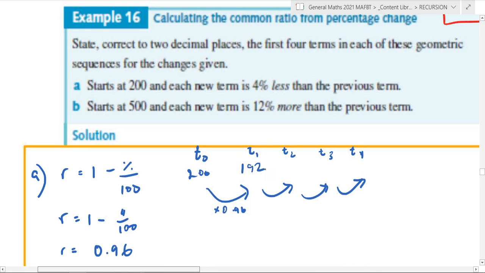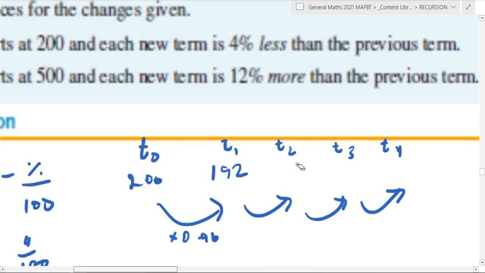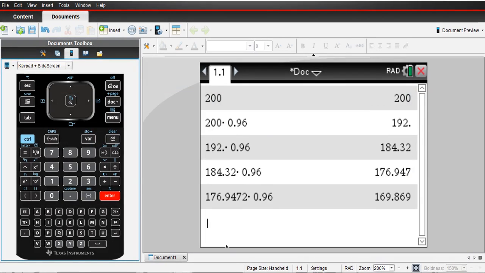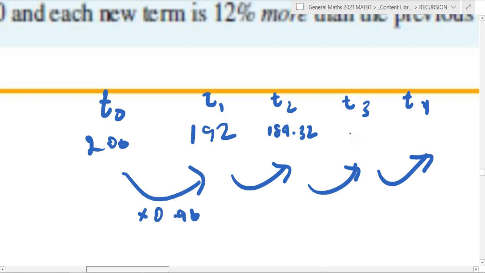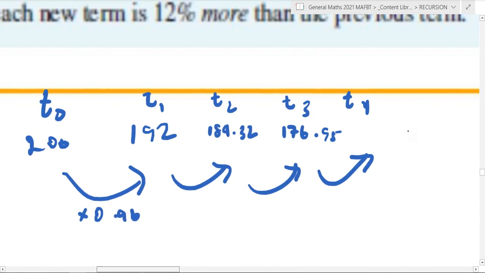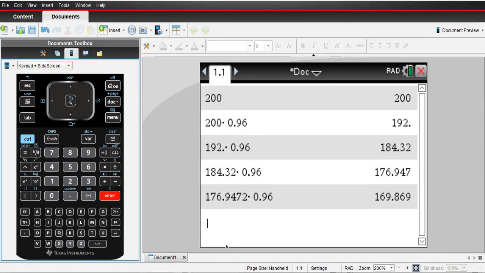Term 1 was 192. Then term 2, I might need to zoom in, sorry peeps. So term 2, that's fine, was 184.32. Term 3 was 176.95. We'll just round these to 2 decimals. Oops. Keep in mind, I will need to make more space for this next time. And then let's make that more clear. Term number 4 was 169.87.